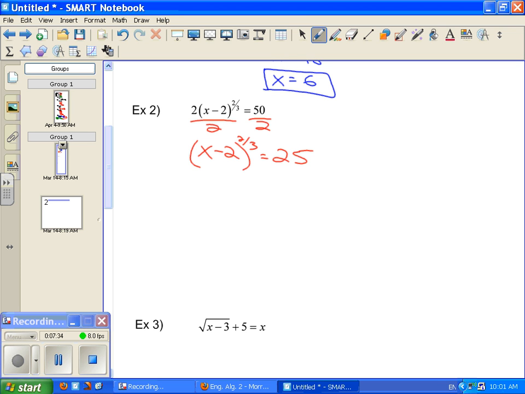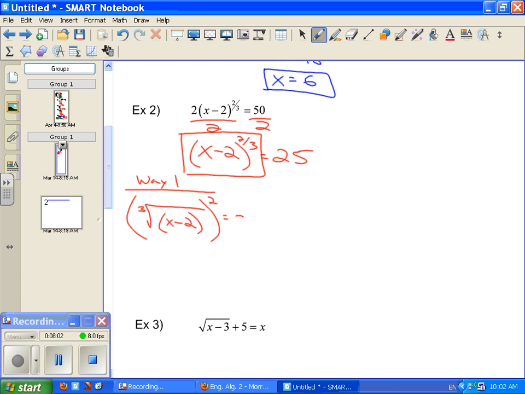Okay, once you get to this point, you've got a couple different ways that you could look at this problem and decide how you want to go at it. What's one thing that I can do? Okay, and this is not the way that I would choose to do it, but that is one option. So how would I rewrite this in its root form? Cubed root x minus 2 squared. Okay, and then we go from there.